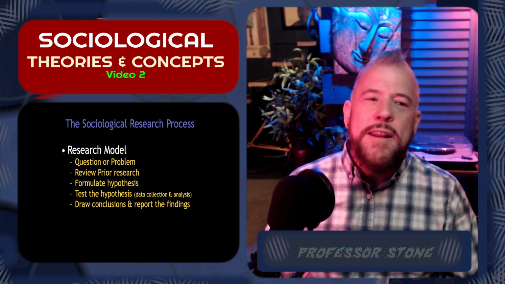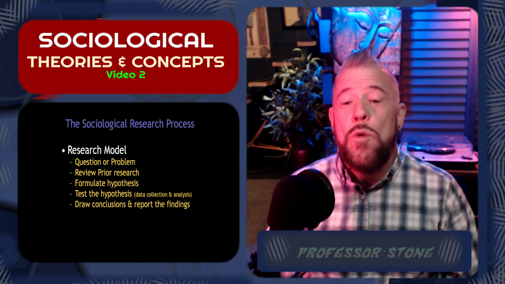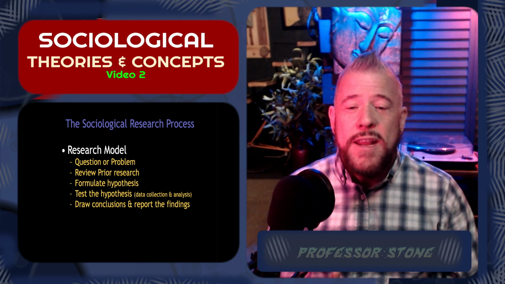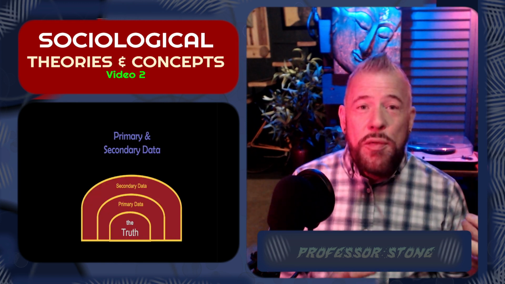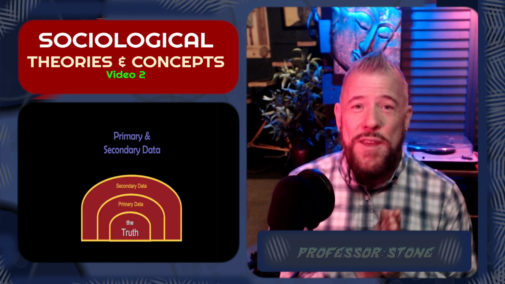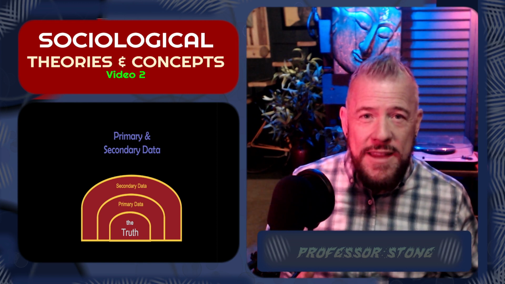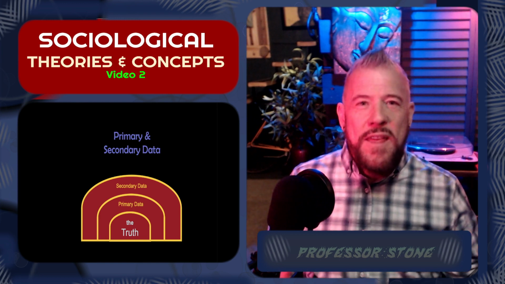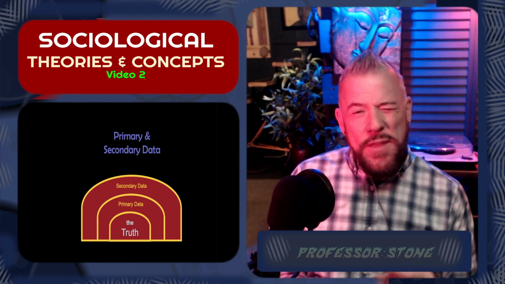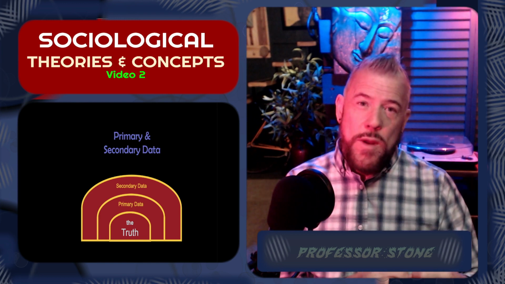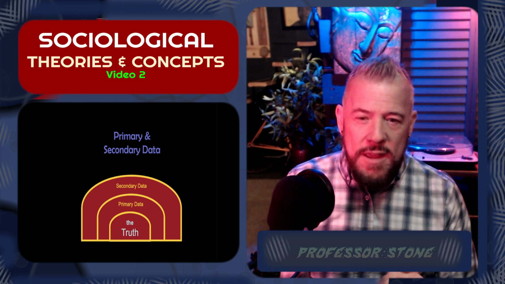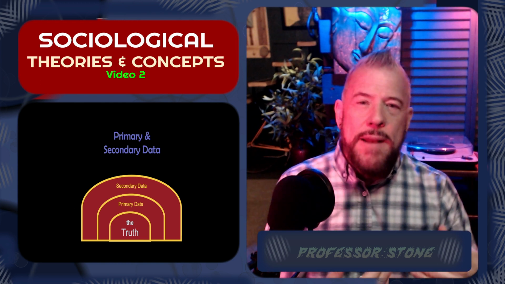So let's talk a little bit about what we're really trying to get to. We're really trying to get to the truth. Now, I see truth in two ways. I see truth as having a capital T, indicating everything, all that is, and then truth with a small t is what we accept as truth. Now, we have secondary data and primary data.